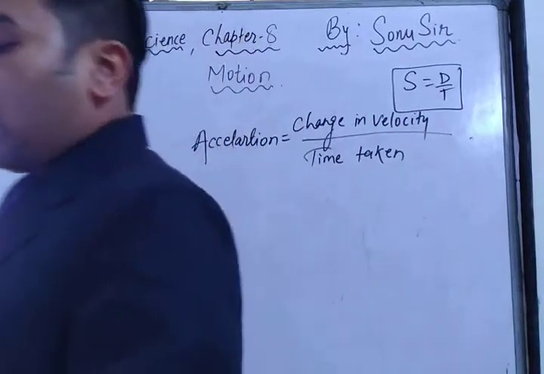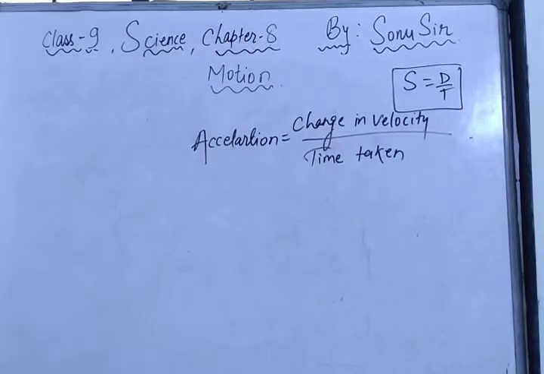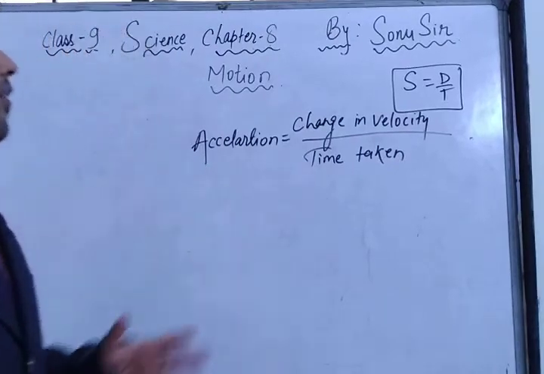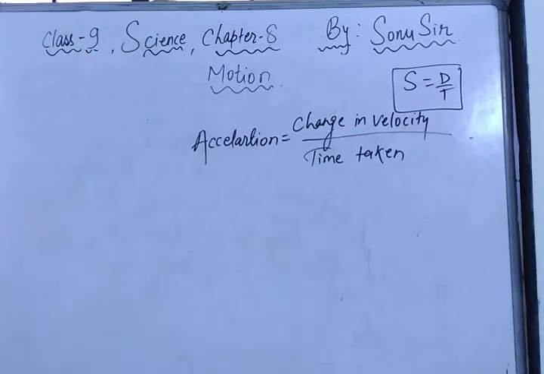What is acceleration? If anybody asks you to tell the definition of acceleration, it's very easy. You can write in your notebook: acceleration is defined as the rate of change of velocity of a body. So that's why I have written here, acceleration is equal to change in velocity by time taken.